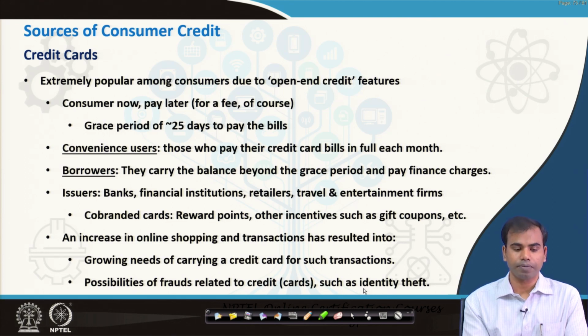Based on these features, the users who are using credit cards are categorized into two types: convenience users, who use the credit card for convenience shopping and pay their bills regularly, and the other category is borrowers, who fail to make the payment within the time frame allowed for some reason, and thereby they have overdues, and those overdues are charged interest and other finance charges by the issuing bank or financial institution or other card issuing companies.